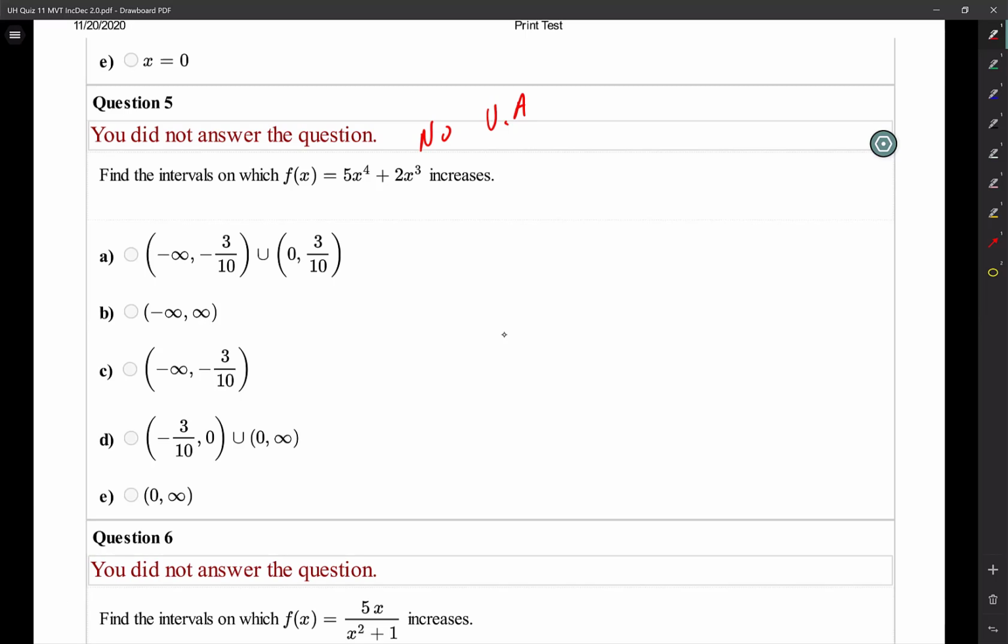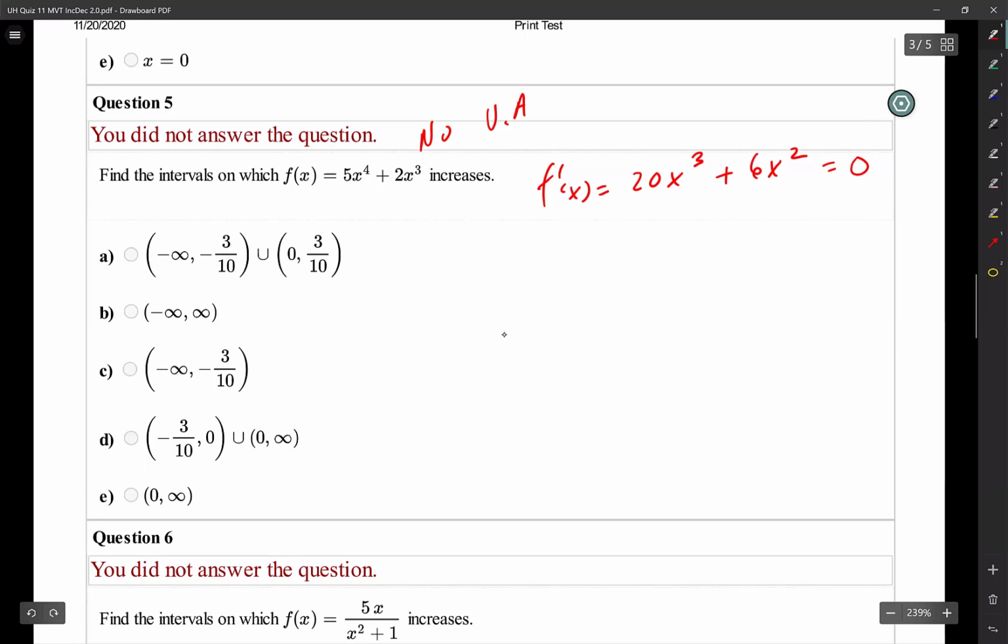I hope that's not the answer. We'll see right now. F prime of x equals 20x cubed plus 6x squared. I took a derivative. Why did I take a derivative? I've got to see where the derivative is positive. Find the critical numbers.